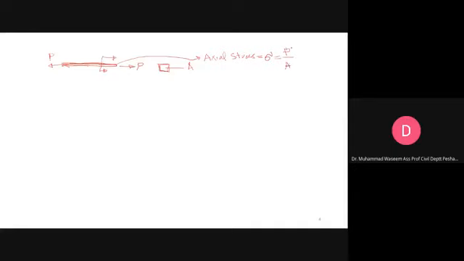Now you can see that the area is in the denominator. If we increase the area, stresses will be reduced. The area is inversely proportional to the stresses. So what we do in ASD is that we increase the geometrical cross section of the area.